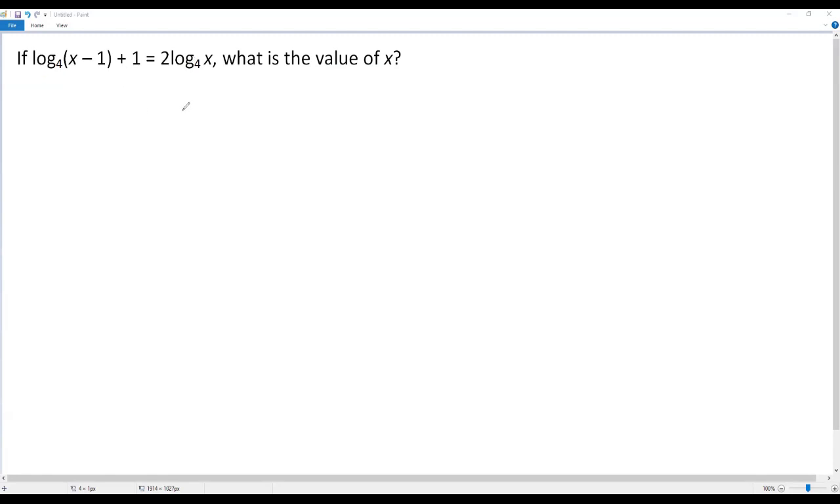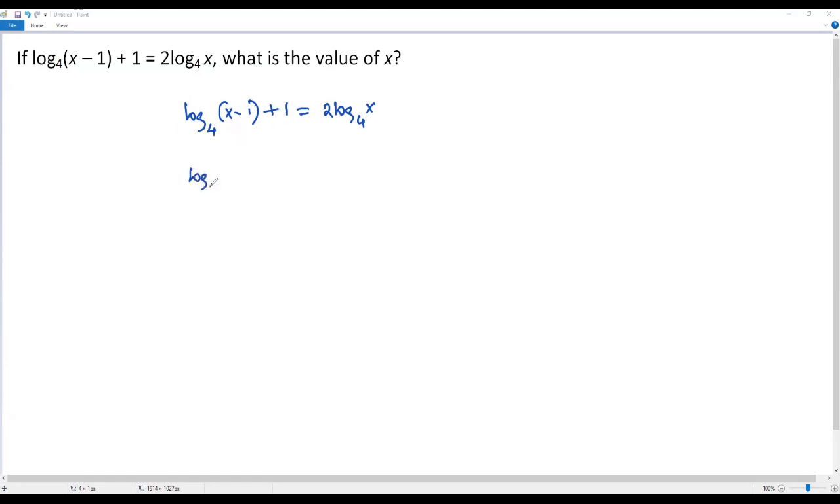Okay, now let me write the given logarithmic equation as it is. It is log base 4 of (x - 1) + 1 equals 2 times log base 4 of x. Here on the left side, I have the addition of a logarithm and the number 1. If I want to add this logarithm and this number 1, I have to write the number 1 in terms of a logarithm with the same base, that is base 4, so that I'll be able to add the two logarithms using the product rule of logarithms.